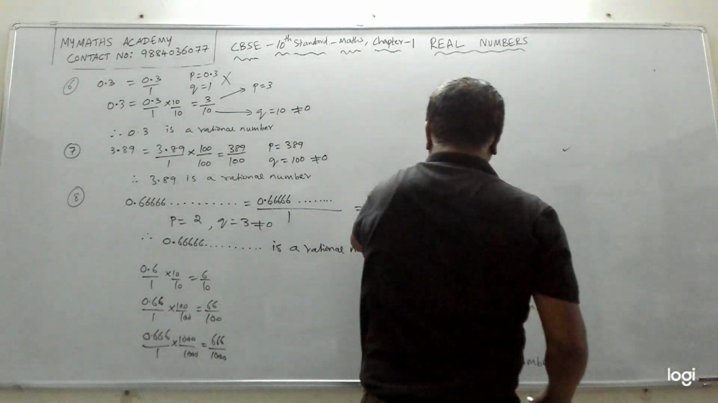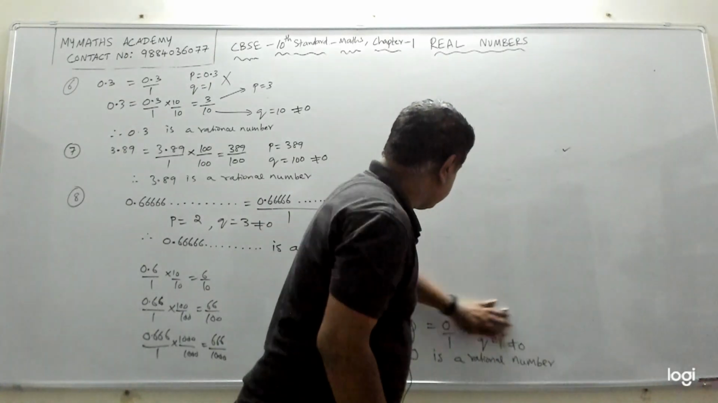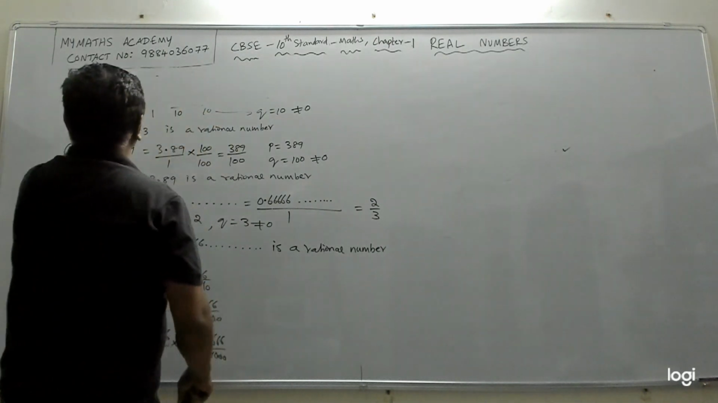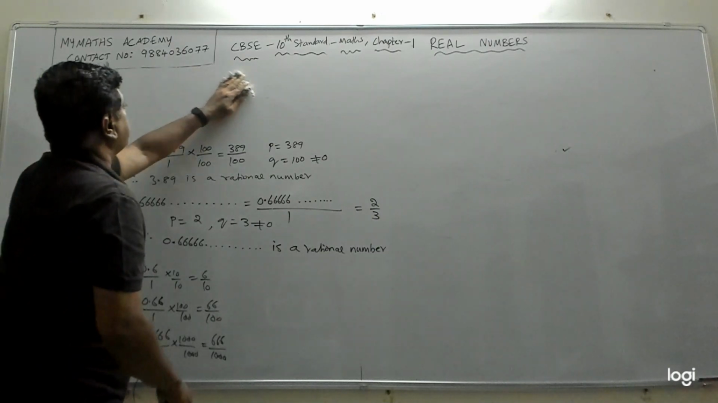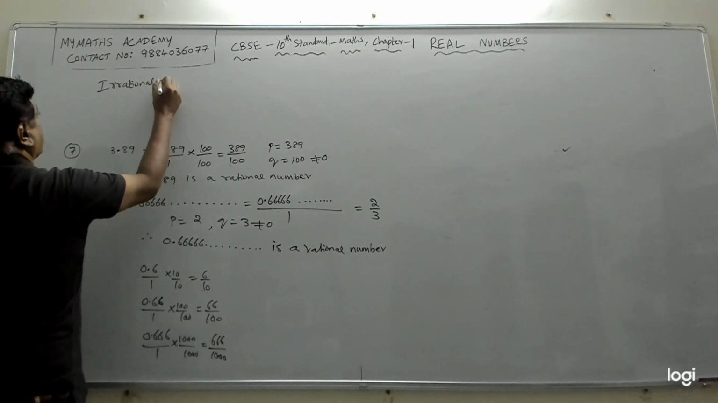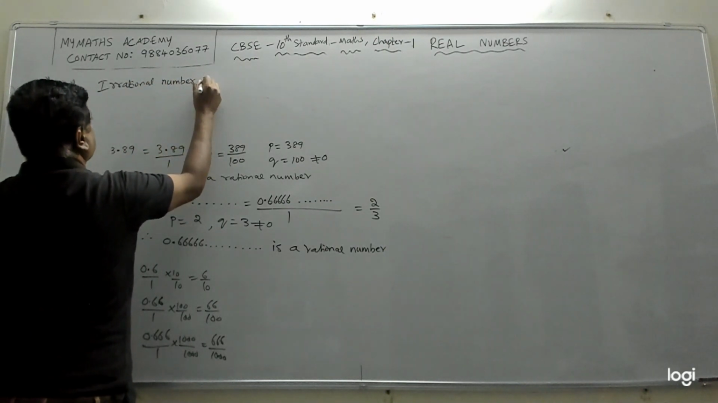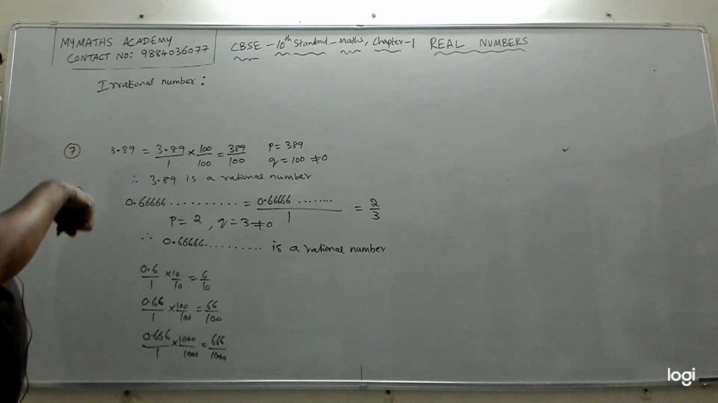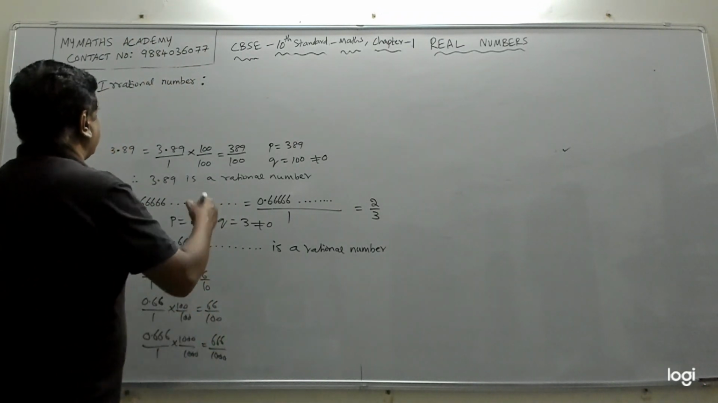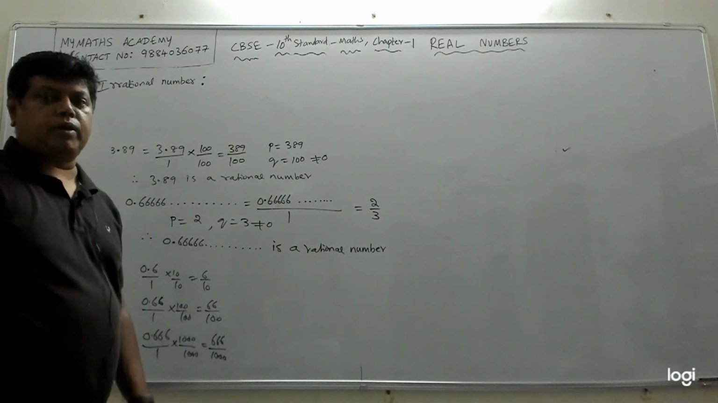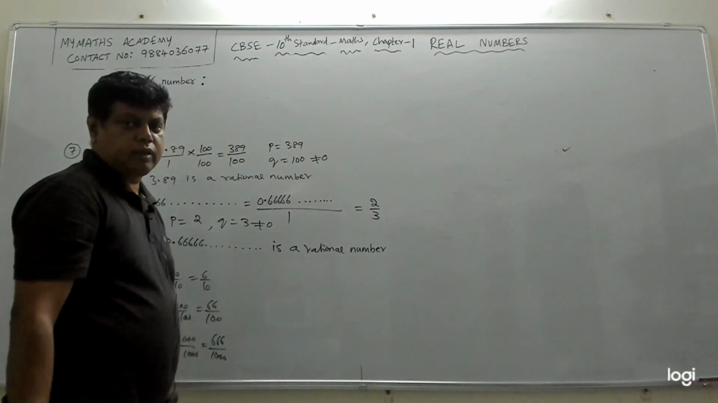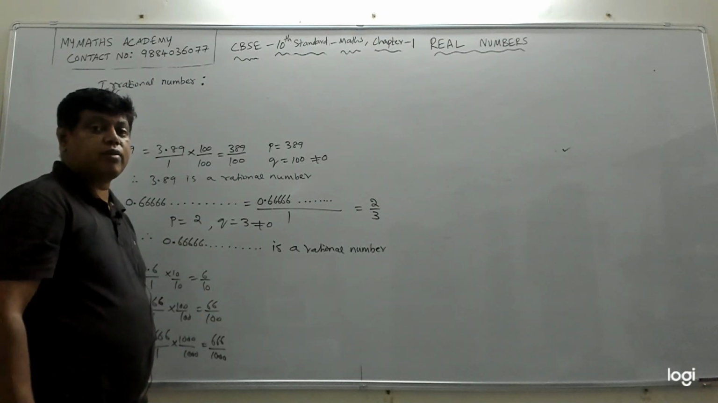Now, we will go to the next section, which is irrational number. So, I'll erase this also. What is an irrational number? Now, what is an irrational number? Definition of an irrational number. The definition is very easy, because you will say a number which is not a rational number is an irrational number.